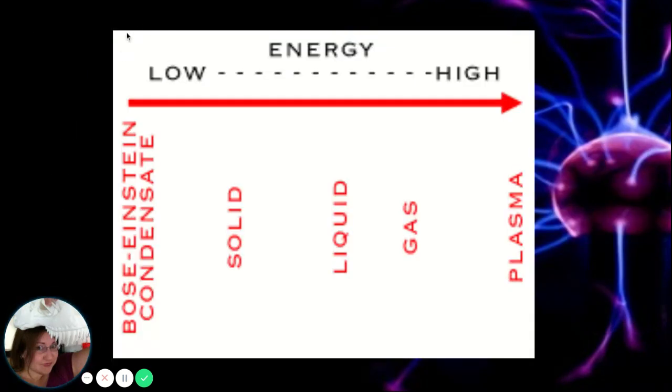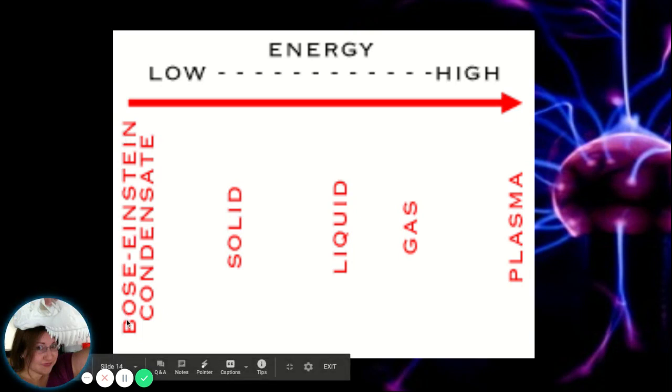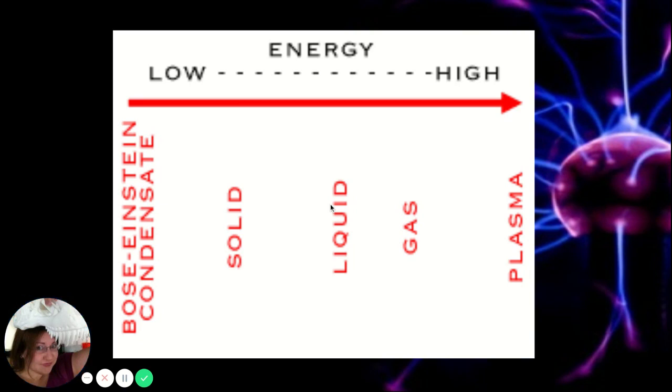So let's put this all together in this little graph right here. If we're looking at the energy going from low to high energy, the Bose-Einstein condensates are going to have the lowest amount of energy. Solids would be next. We're continuing to increase in energy, so liquids would be next. The highest amount of energy that we're familiar with on a daily basis is going to be gases. And then the highest amount of energy or state of matter is going to be plasmas, which we would see in the sun, for example.